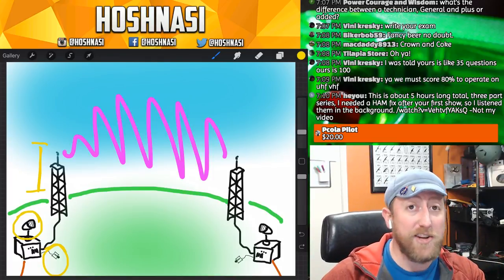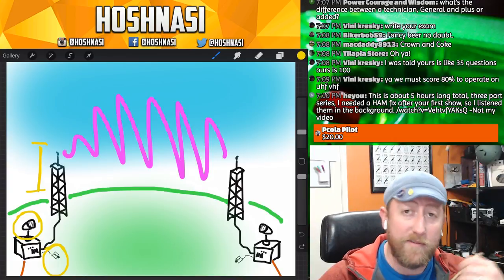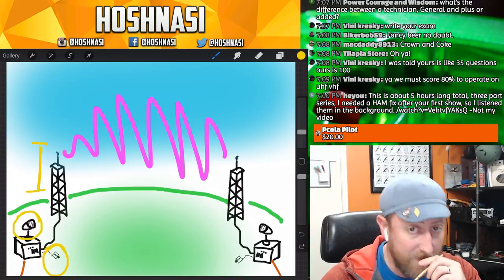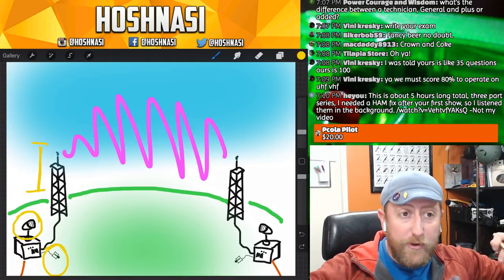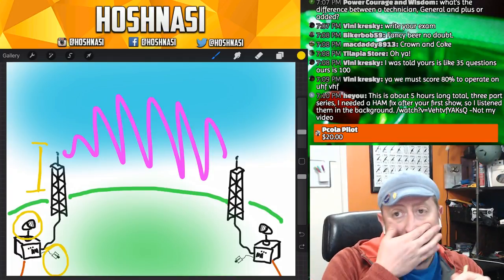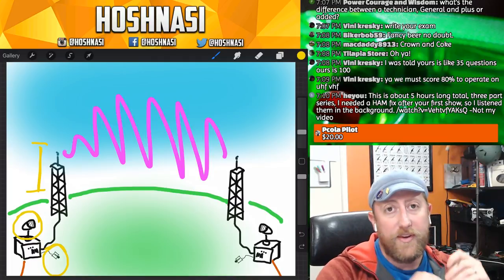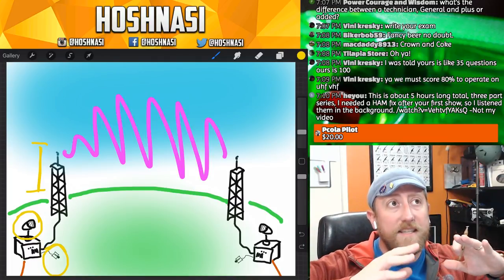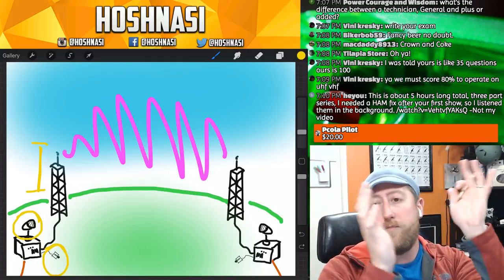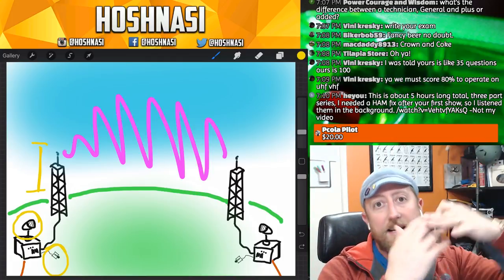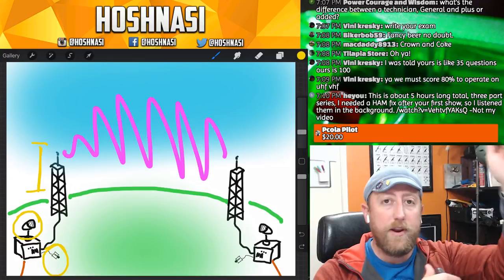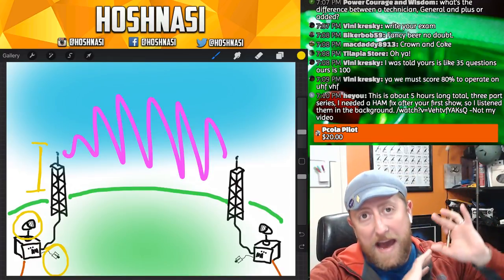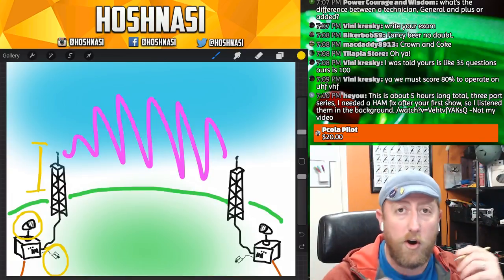So I've made HF antennas. I've made dipoles, I've made verticals, I've made all kinds of stuff. And what we're looking at here in this picture is a vertical antenna. So the radio is sending 100 watts at a certain frequency to the antenna. The antenna is resonating on that frequency with that power. It's basically sending this power into the air in the form of RF.